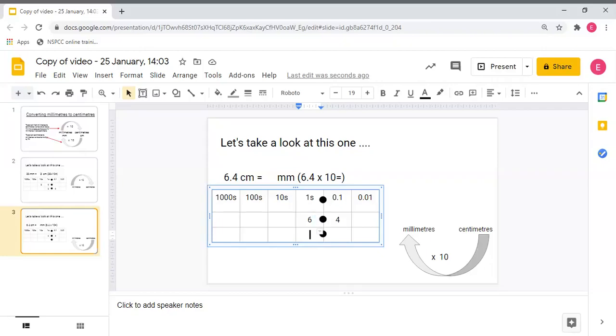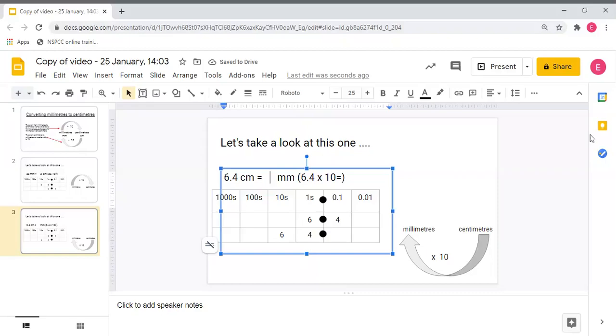My 6 ones is going to jump from my ones column to the tens column. And my 4 tenths is going to jump one place to the left from my tenths column into my ones column. So I know that 6.4 centimetres is the same as 64 millimetres.